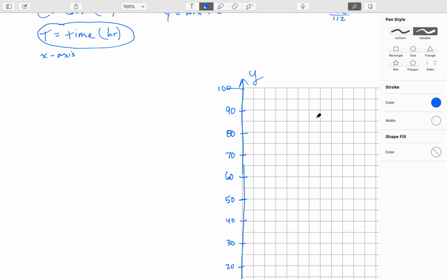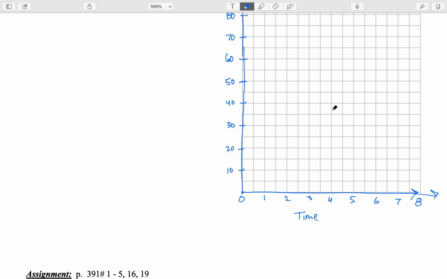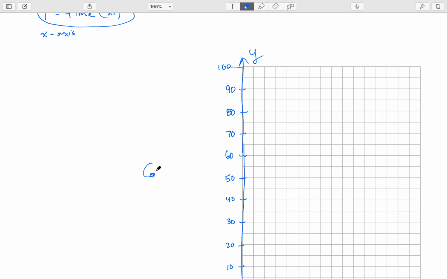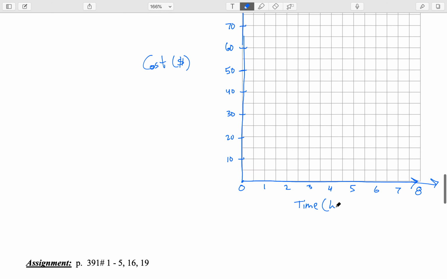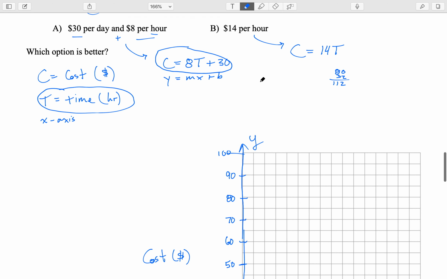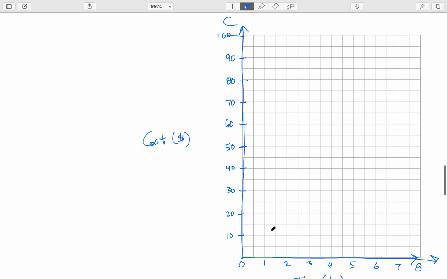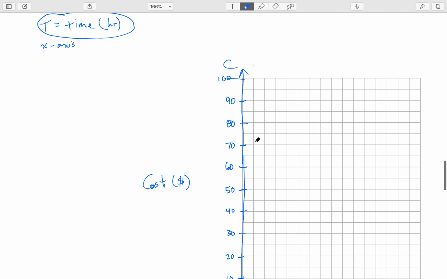Now, I'm not going to call these X and Y because they're not X and Y anymore, right? Oh, yeah, that's right. It's time and cost. So I should put the cost over here. Cost, and this is in dollars, and time, this is in hours. Okay, so let's get rid of this. It's not Y. So really, this is the C-axis, not the Y-axis. And this isn't the X-axis, this is the T-axis, right? Okay, this is T and C.